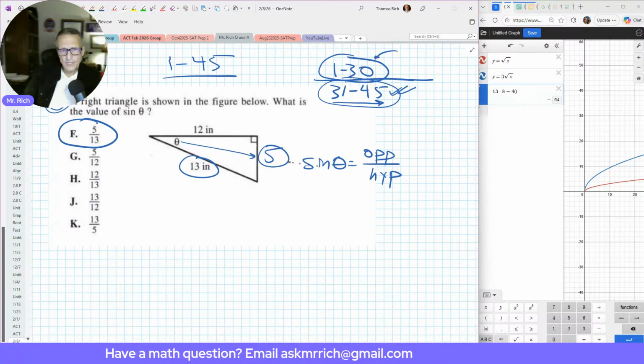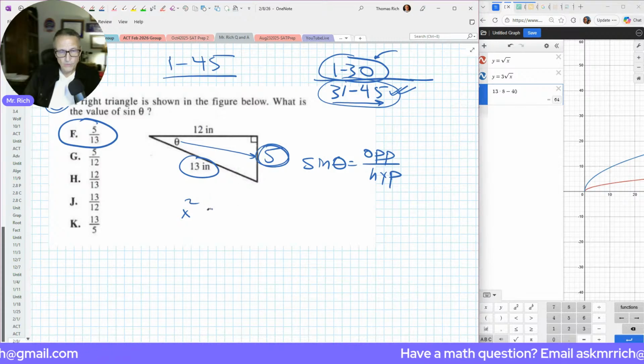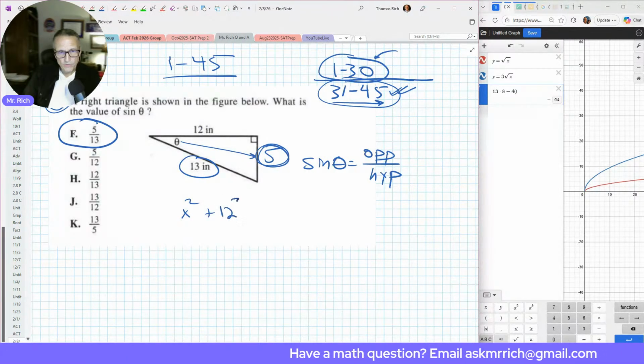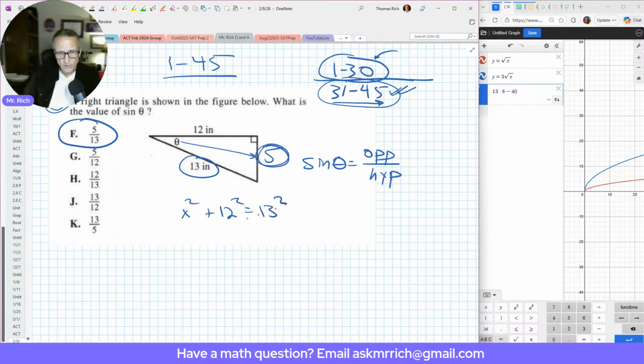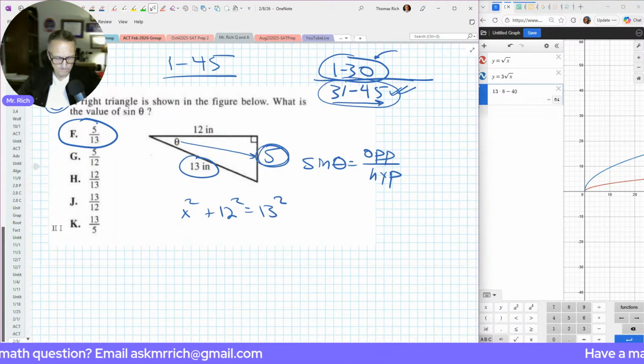Now, if you didn't know what that 5 was, you could use the Pythagorean theorem, right? You could say that x squared, that unknown side, plus 12 squared is equal to 13 squared. Solve that for x and you would get that side of 5. Okay, so pretty basic, straightforward problem.